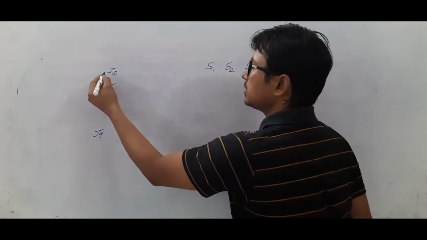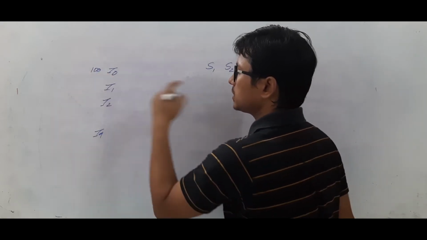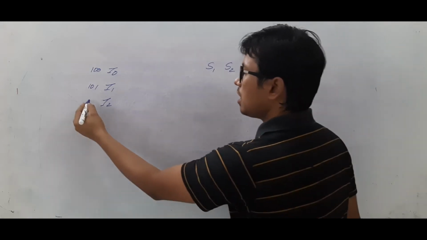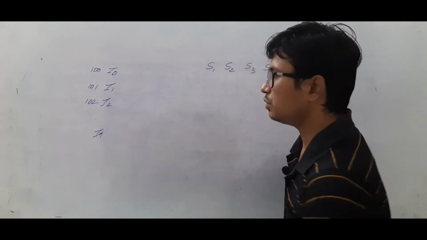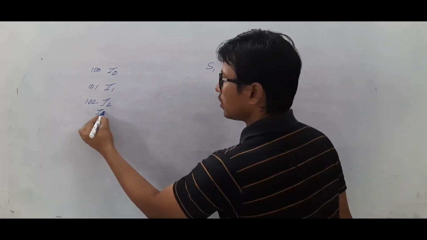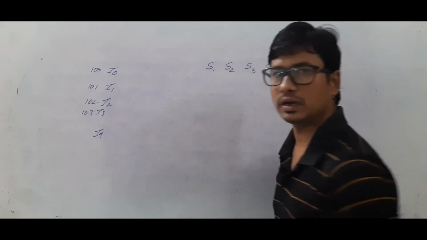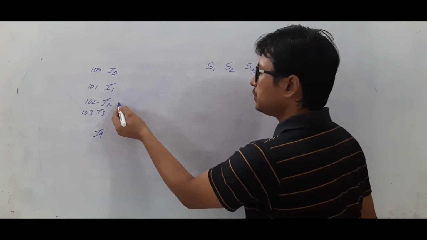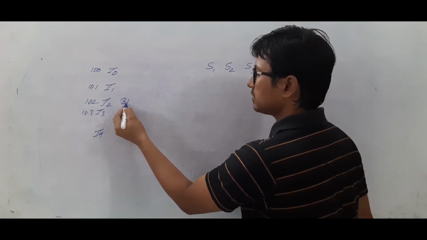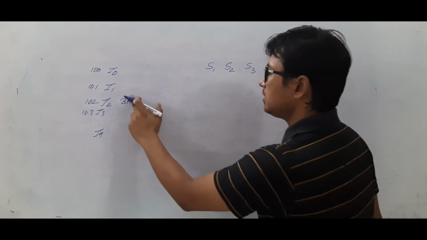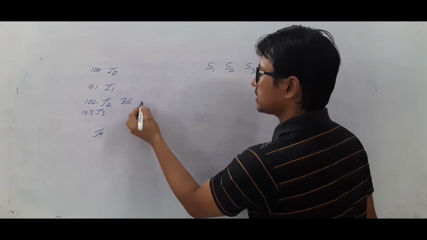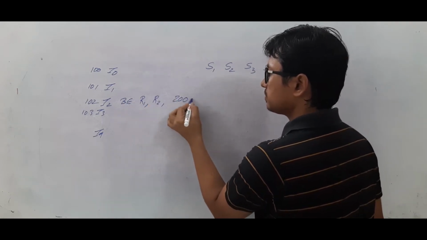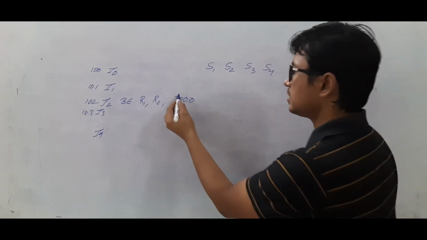Now let's take that I0 is at location 100, I1 is at location 101, I2 is at 102, I3 is at 103, and so on. Is it clear? Now let's take that I2 is a branch instruction. Let's take that it is a branch equal instruction: BEQ R1, R2, 2000. This is the address.